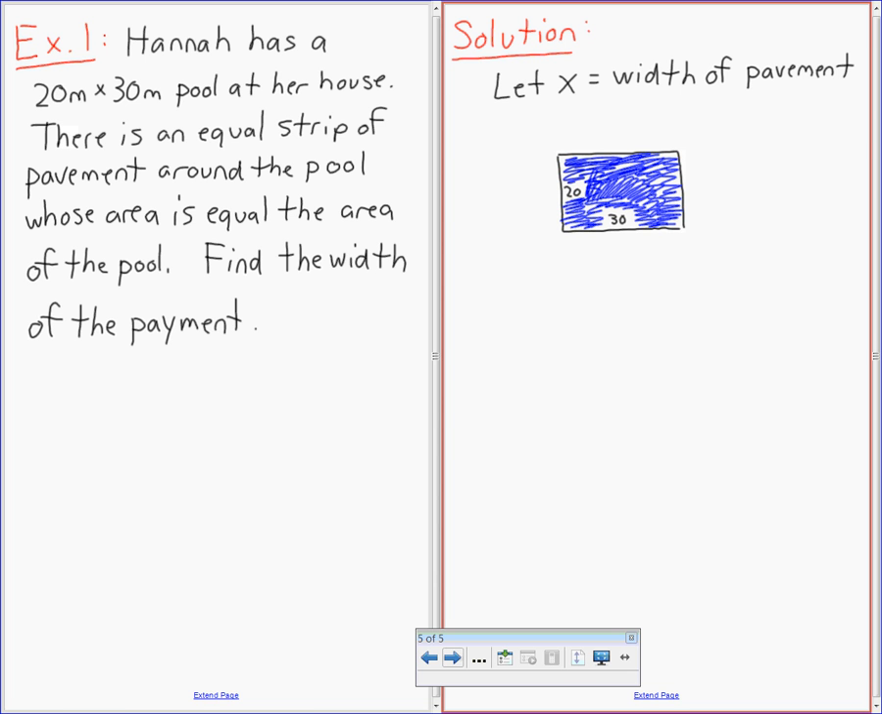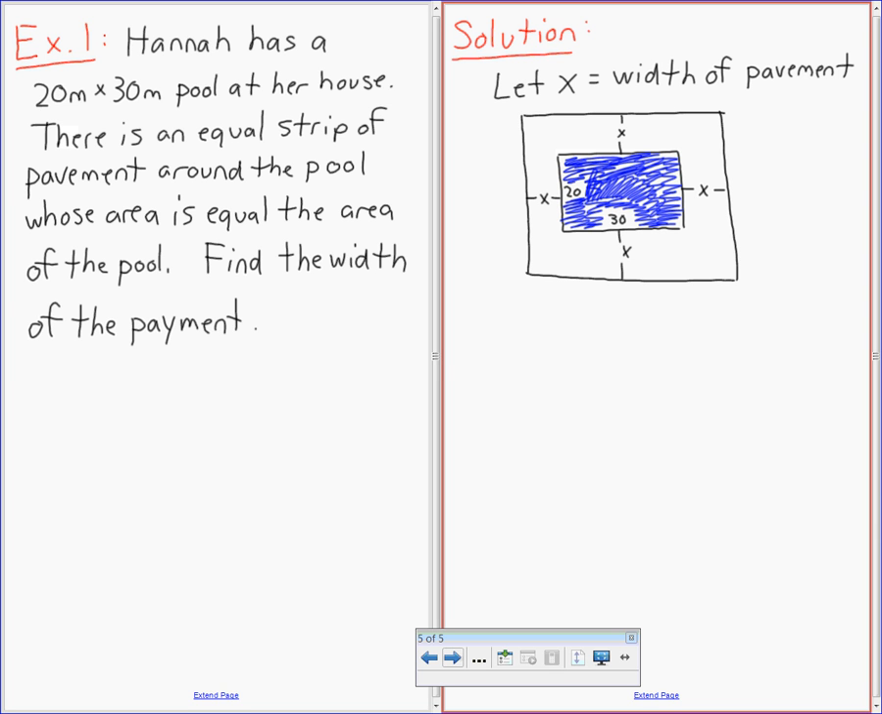What this question is saying is that we're going to have a strip of concrete all the way around. Okay? And it's going to be the same distance. So what I'm going to say here is that I'm going to call this distance x, on each of the four sides. Okay. So next up is finding out actually how we're going to solve this question.